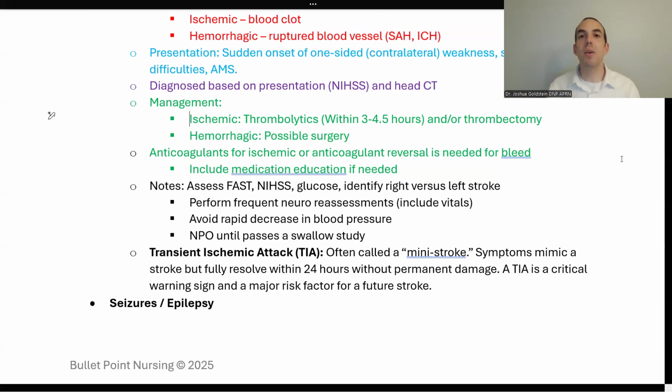How does a patient present? Well, a few things. First of all, they're going to have one-sided weakness, not bilateral. So let's say they're going to have weakness in the right arm and the right leg, or just the right arm or just the right leg. That would be one thing.